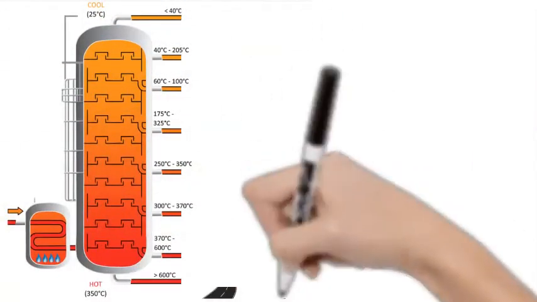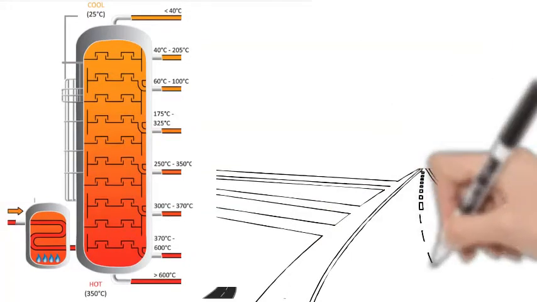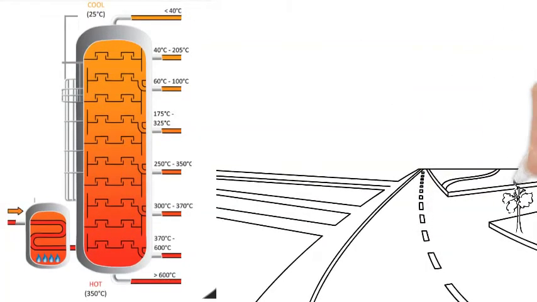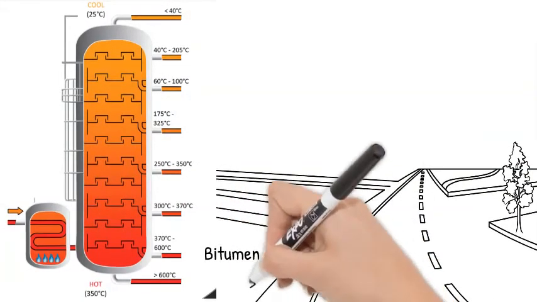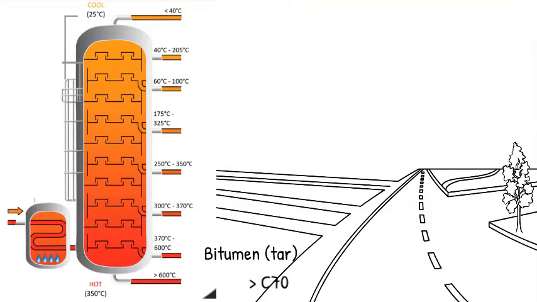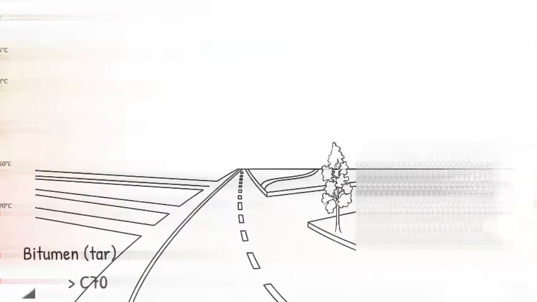And finally, right at the bottom of the fractional distillation column, we use a substance that is very, very gloopy, and it is in fact bitumen or tar, used for roads, or indeed if you need to waterproof your shed, you would put bitumen on top of your shed.